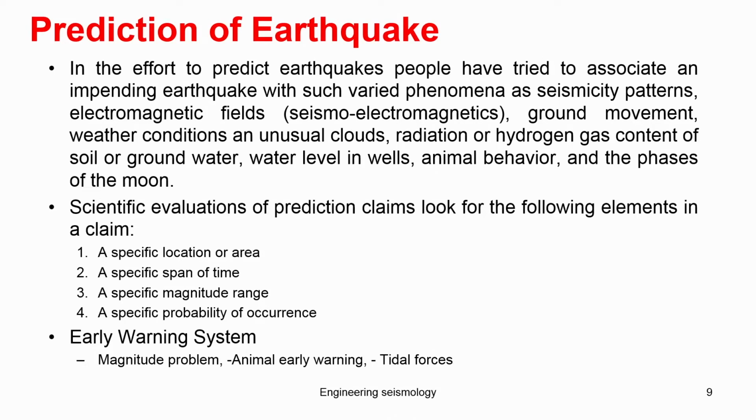These are some of the ways people try to observe and relate to earthquakes, but none of these methods gives the specific location, space, time and magnitude range, and the specific probability. Because of that, earthquake prediction is still a developing area of research. Those who are interested in working on it, if you predict an earthquake very accurately, you will end up getting a Nobel Prize. Such an interesting topic.